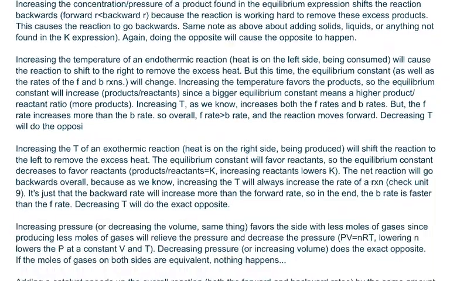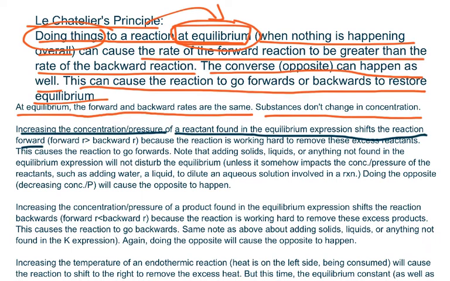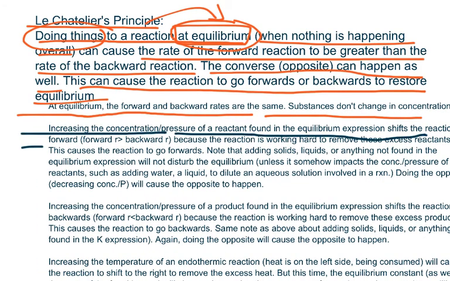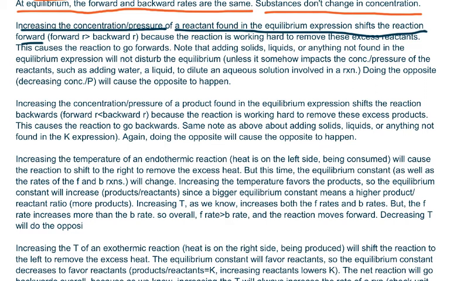Now, as you can see, there's a big wall of text that we are going to read, but let's get to it. So, increasing the concentration or pressure of a reactant found in the equilibrium expression shifts the reaction forward. And remember, the net reaction is going forward because now the forward rate is greater than the backward rate. And this occurs because the reaction is working hard to remove these excess reactants. This causes the reaction to go forwards overall, as I just said.